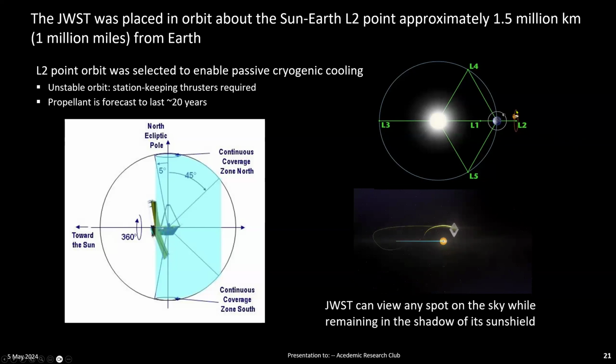This little orbit about the L2 point is unstable in the direction of the Earth-Sun line. And so it has to be maintained by station-keeping thrusters. And the propellant for those thrusters is forecast to last about 20 years.